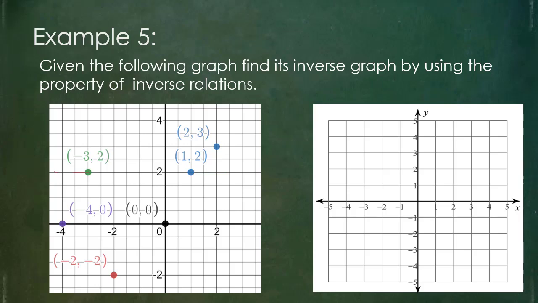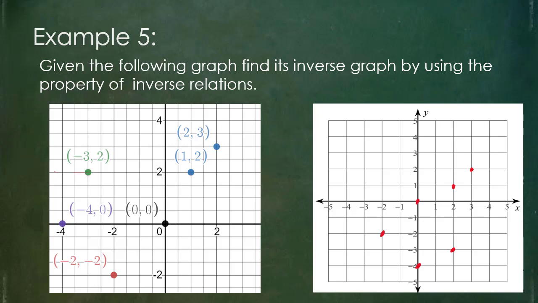So each of these, again, we've practiced this already. It would just be take the x's and y's and swap them. So 2, 3 would turn into 3, 2. 1, 2 would turn into 2, 1. 0, 0 would remain 0, 0. -4, 0 would turn into 0, -4 down here. -2, -2 also, swapping those, would stay the same. And then the -3, 2 would become a 2, -3.